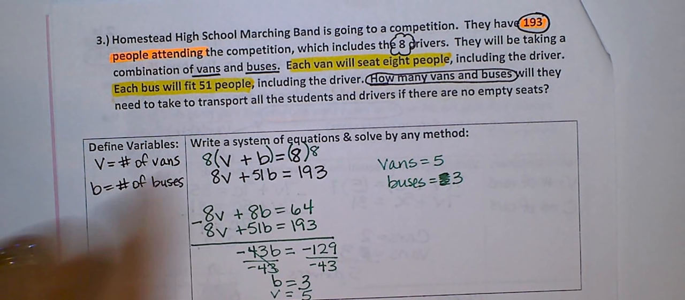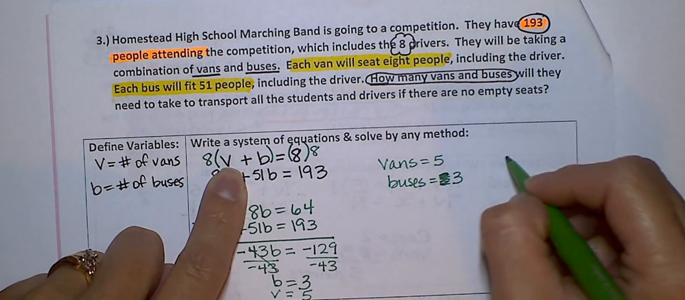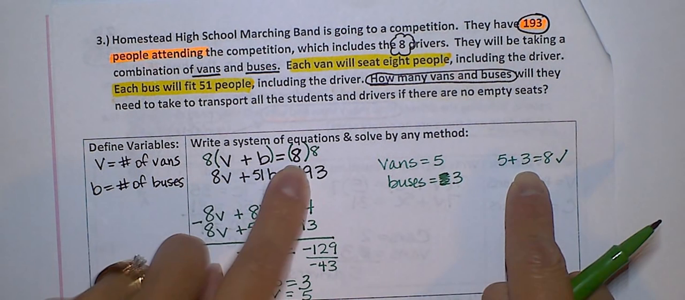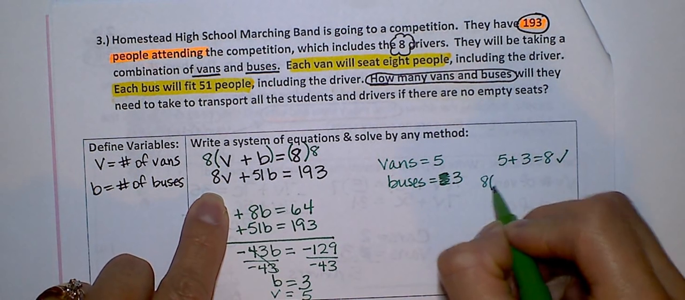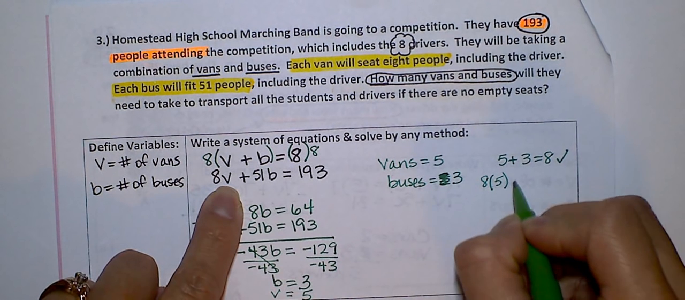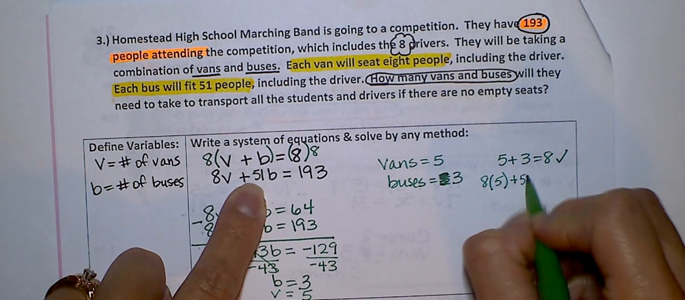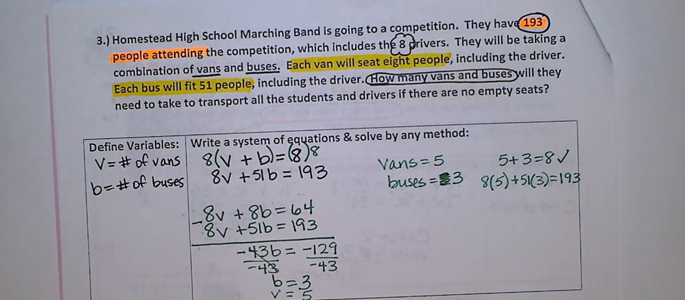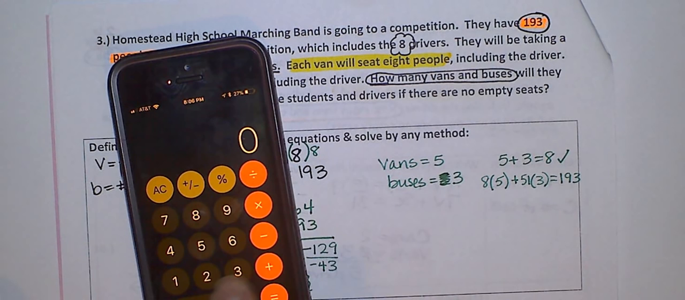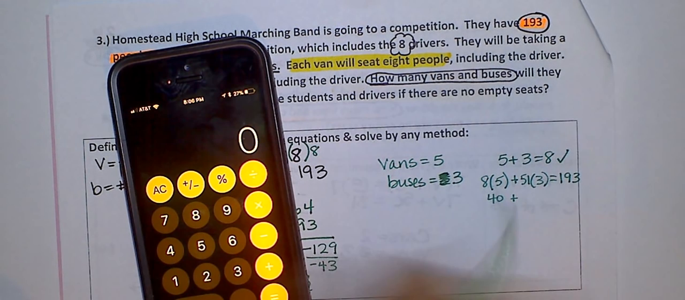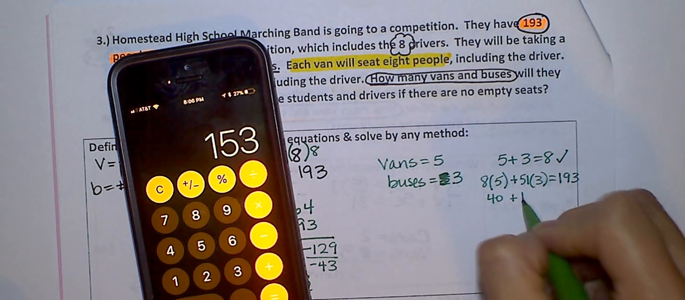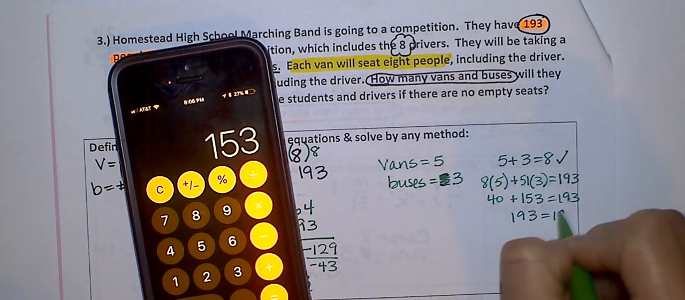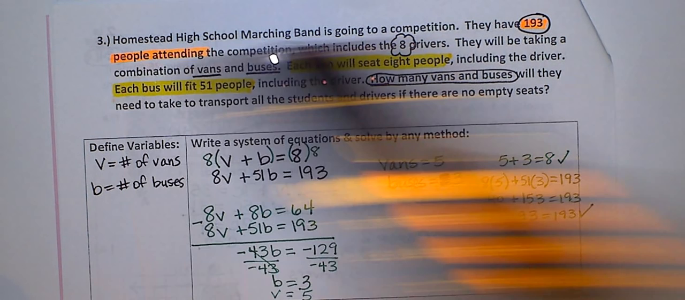Now, we could double check this. So we know that 5 plus 3 equals 8. So that works for the first equation. And now I can check it here. 8 times 5, because there's 5 vans, and 51 times 3, I hope that equals 193. So let's check that real quick. So this is 40 plus 51 times 3 is 153. Oh yeah, that does equal that. So 193 equals 193. So I know that I solved this correctly.